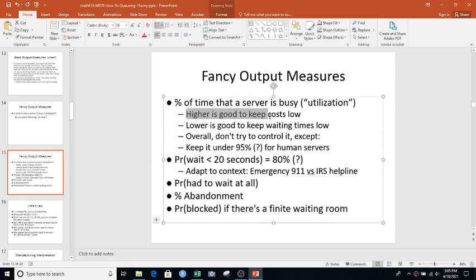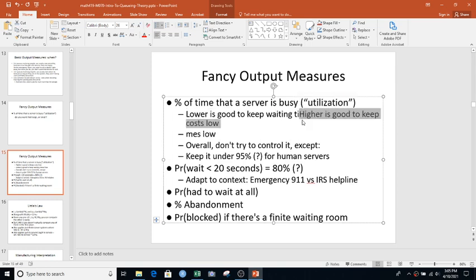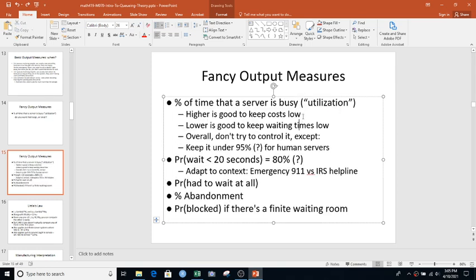Higher utilization means your servers are busier, you're not paying them for time spent idle, so that's good from the manager's point of view for costs. But in many cases, the higher the utilization, the longer the waiting time. So low utilization is better to keep waiting times low and keep the customers happy.